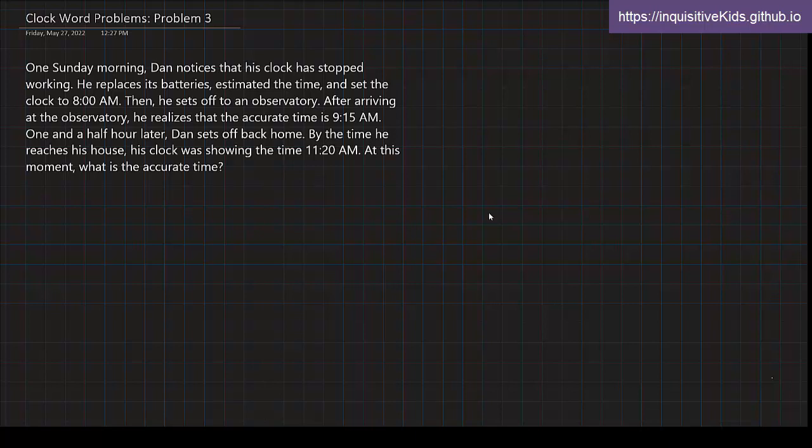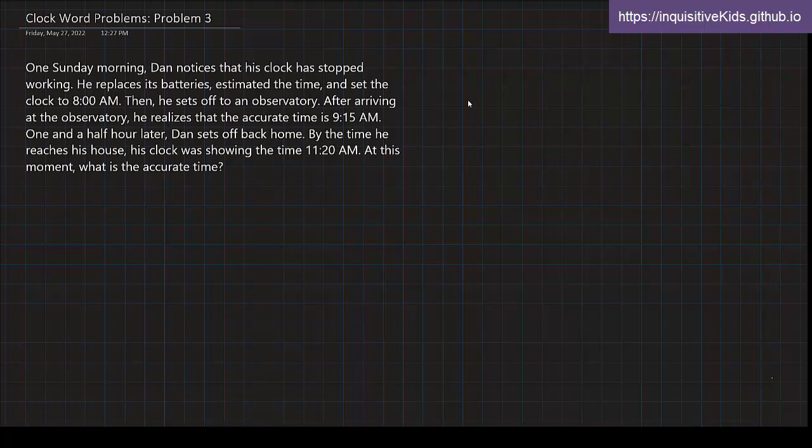8 a.m. actually doesn't really have a lot of importance. It still has some importance. It doesn't have a lot because the problem right now is trying to confuse you. Remember, it said estimated the time. It never said it was the actual time. So he just set it to 8 a.m. assuming that it was accurate.